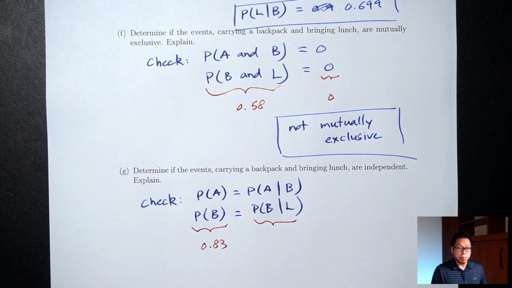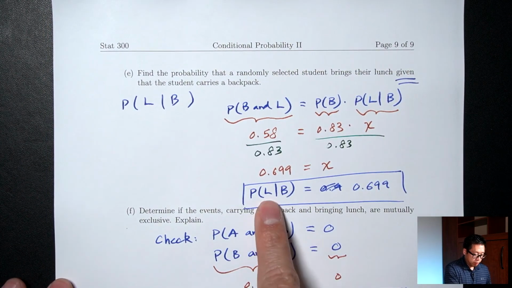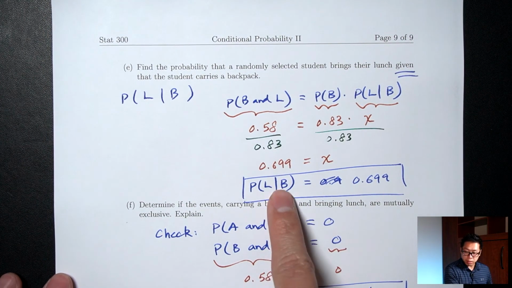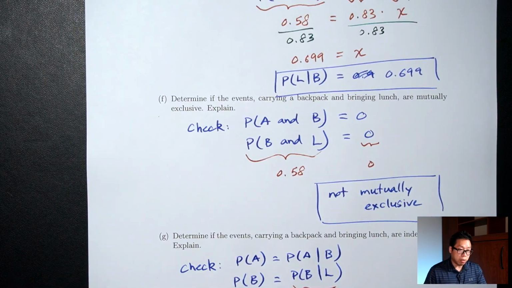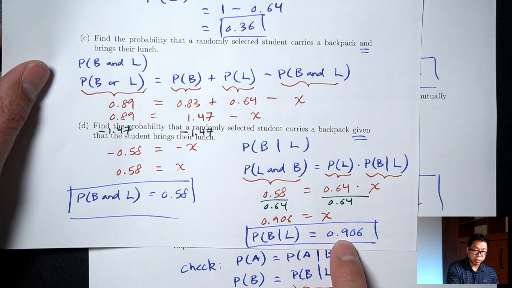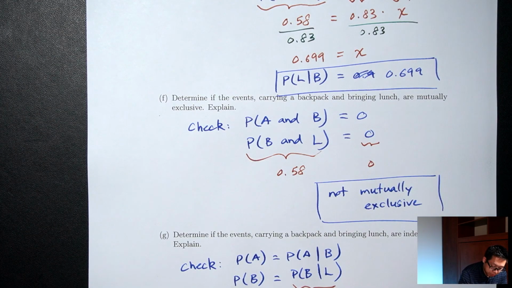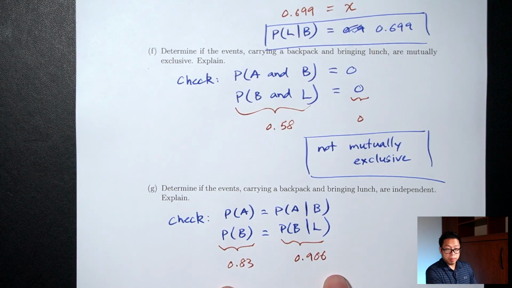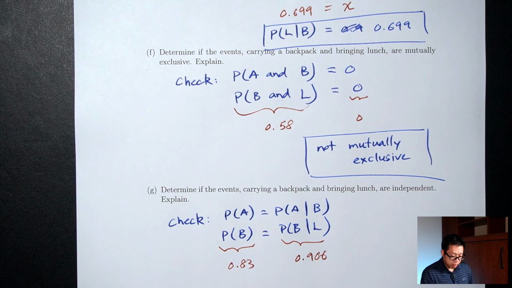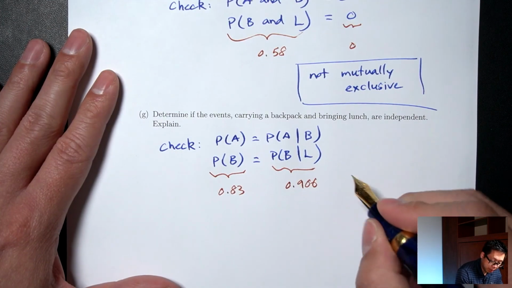On the right side, B given L. B given L, that's not it, that's in the wrong order, that's not what I want. B given L, right there, 0.906. That was from part D. Are they equal? Nope, they're not equal. This one's talking about independent, so our conclusion is that they are not independent.